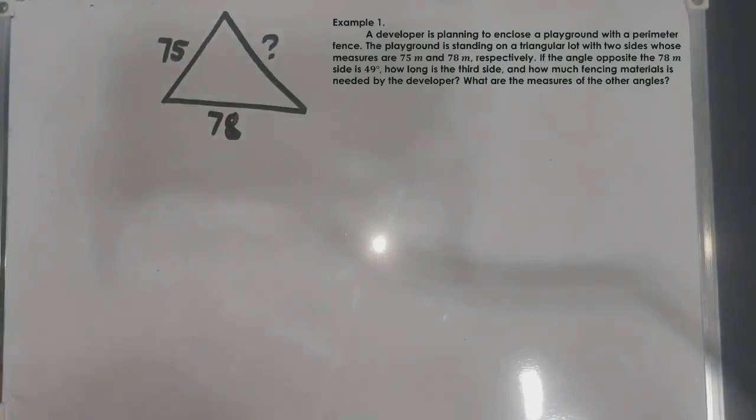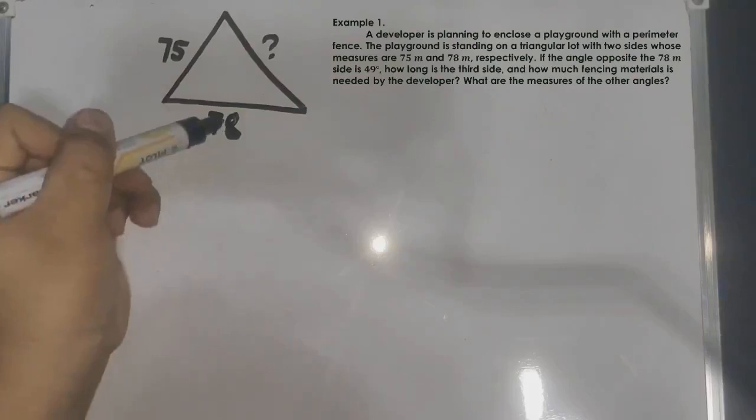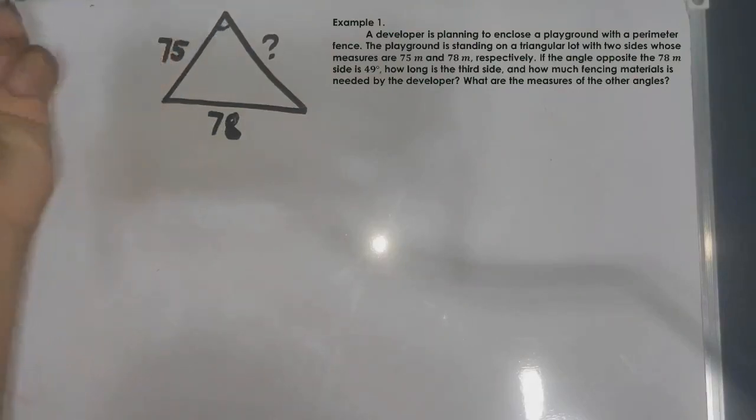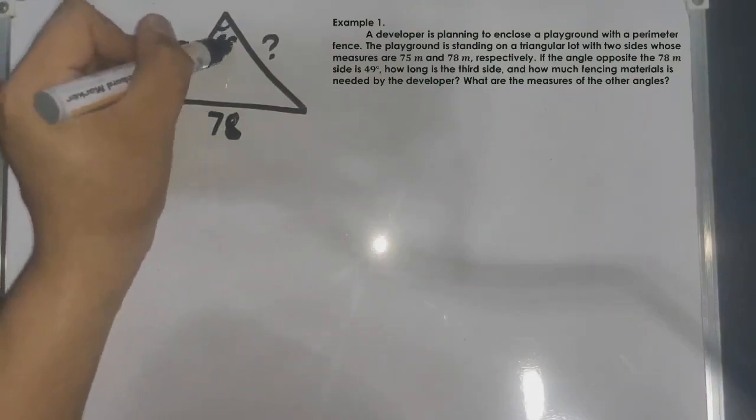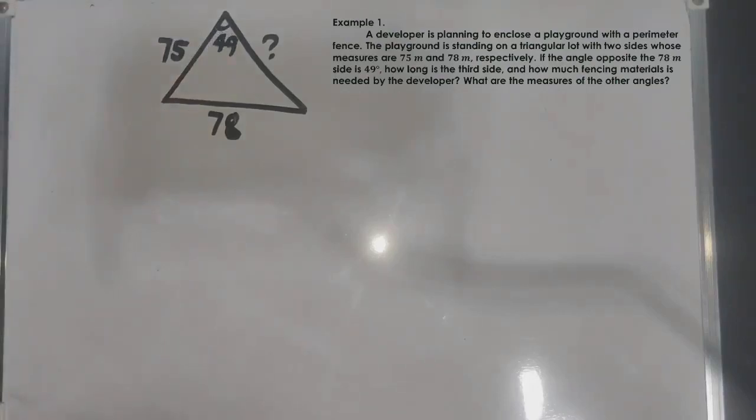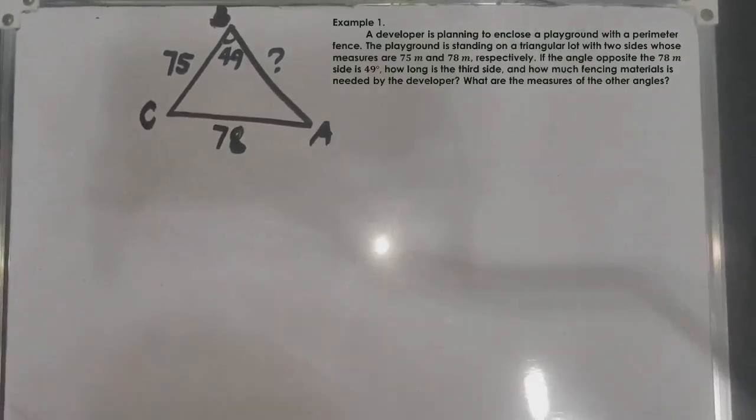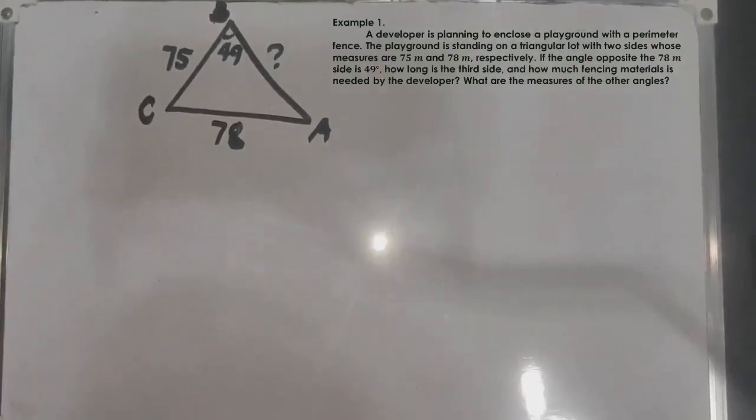And then, yung angle sa natin ilalagay. So, if the angle opposite the 78 meter. So, ito yung 78 meter. Ang opposite niya ay ito. So, nandito si 49 degrees. Okay? So, based dun sa given natin, madami tayong angle na nawawala, and then meron tayong isang side na unknown.